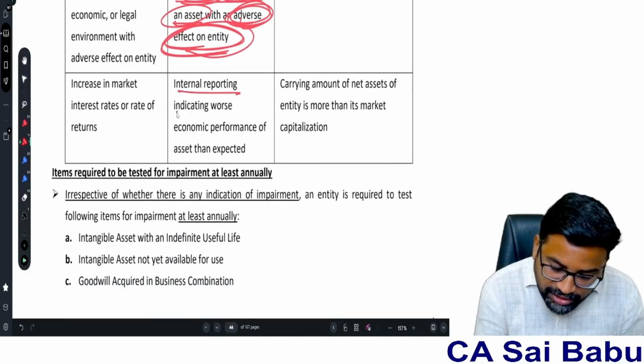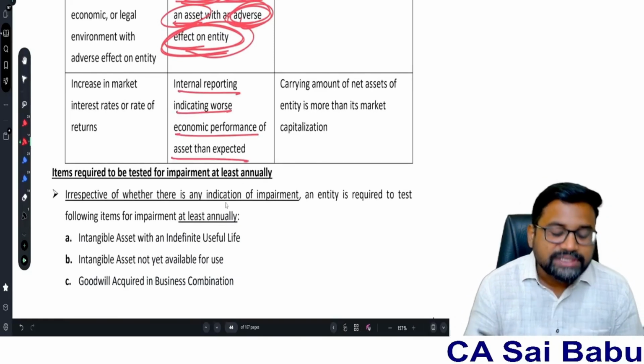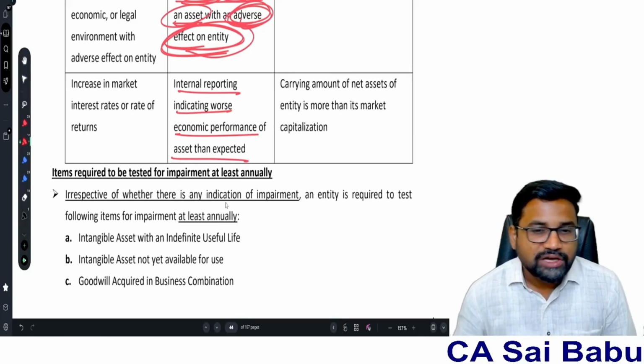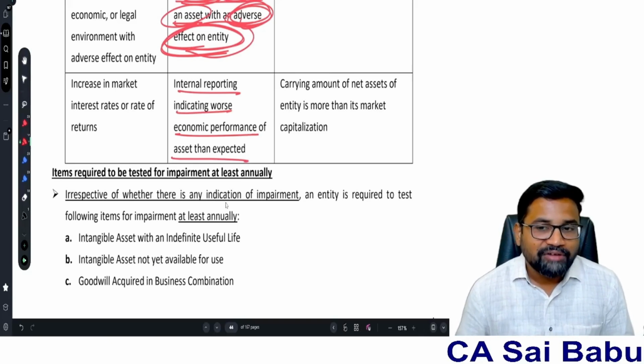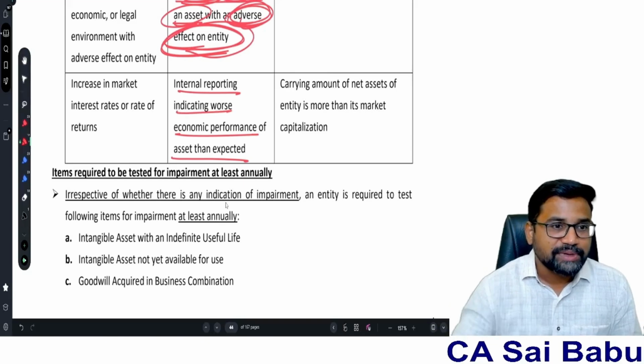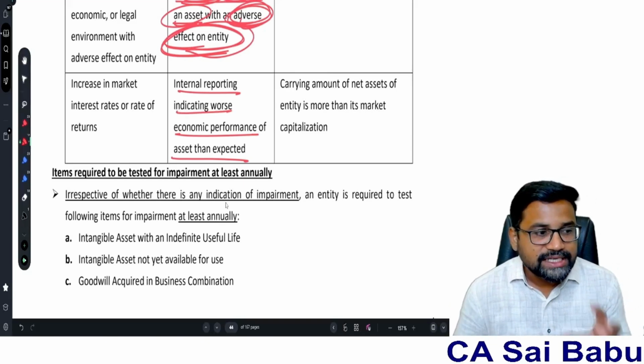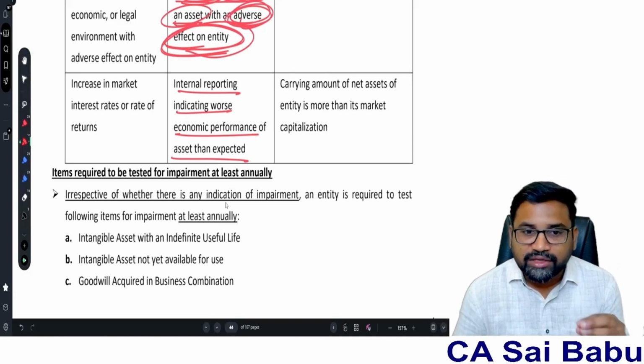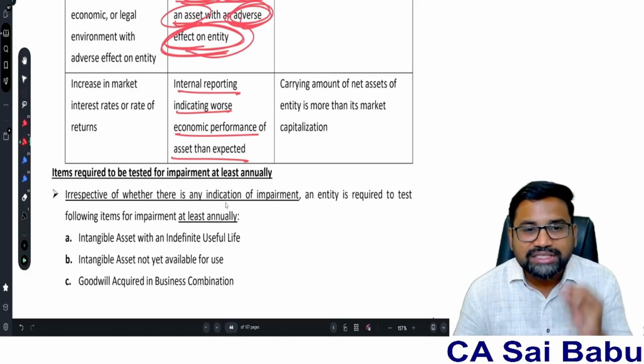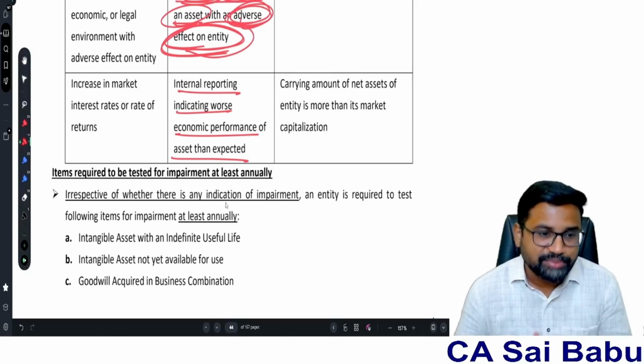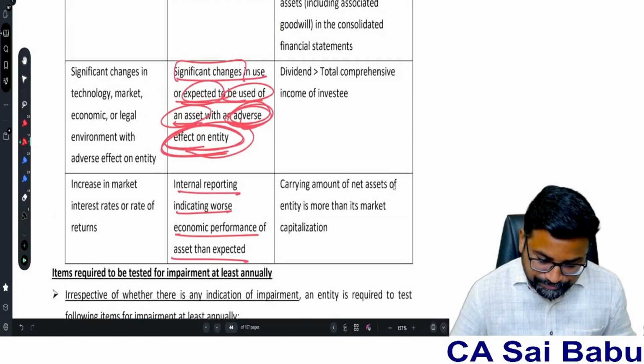And also, our internal reporting indicating worse economic performance of the asset than expected. Our internal report suggests that performance is worse than expected. For example, we thought this asset is capable of generating 10,000 units per month, but it is generating only 5,000 quality units, and in the remaining there is some defect. That means internal reporting indicates worse economic performance of the asset than expected. So that could be one of the reasons.